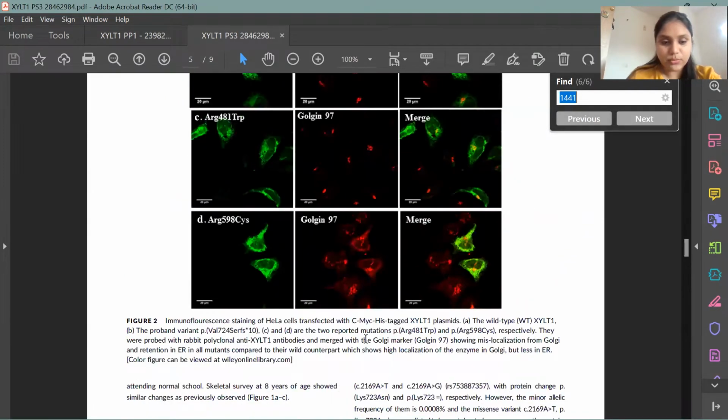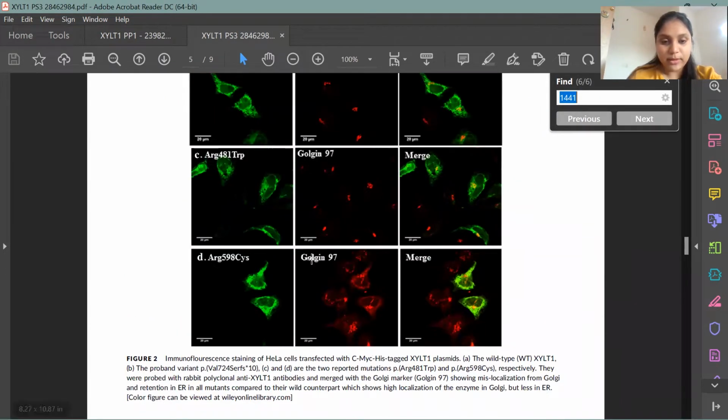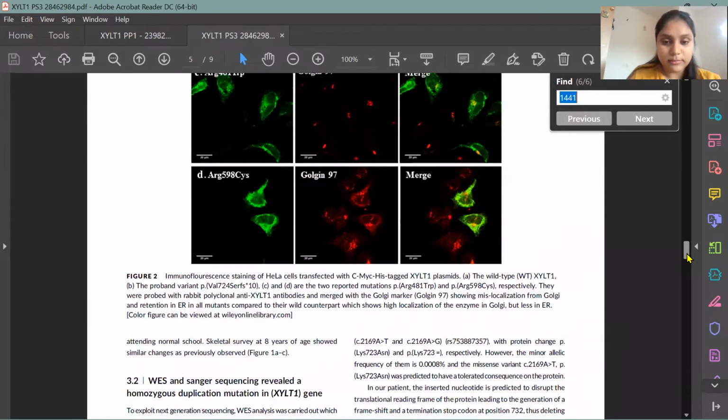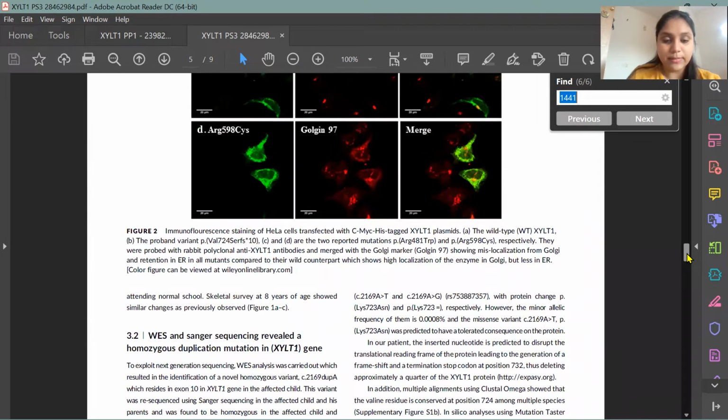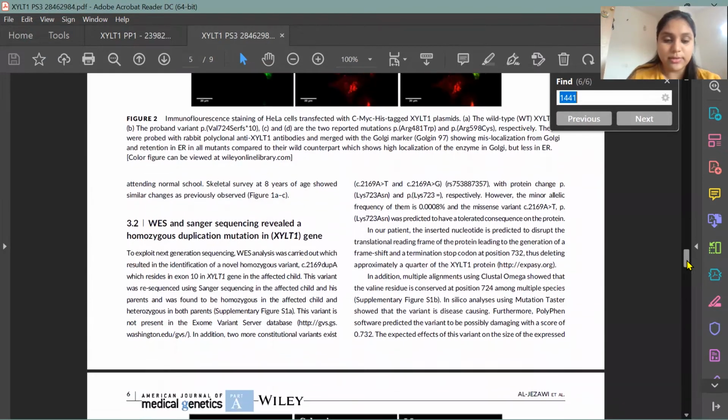If we check figures 2 and 3, if we read the legend and understand figures 2 and 3, we can see that the mutant protein is mislocalizing in the endoplasmic reticulum in place of the Golgi apparatus, and therefore this could be a reason why this particular variant is a cause of the disease.